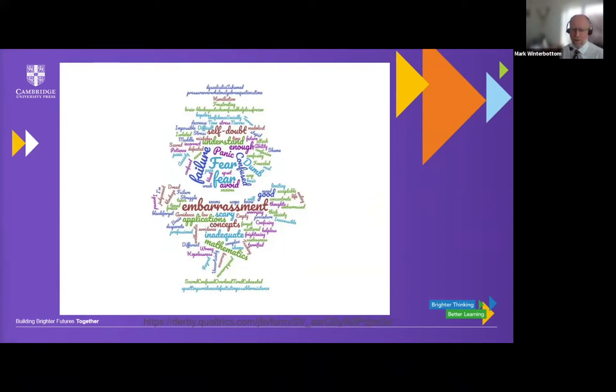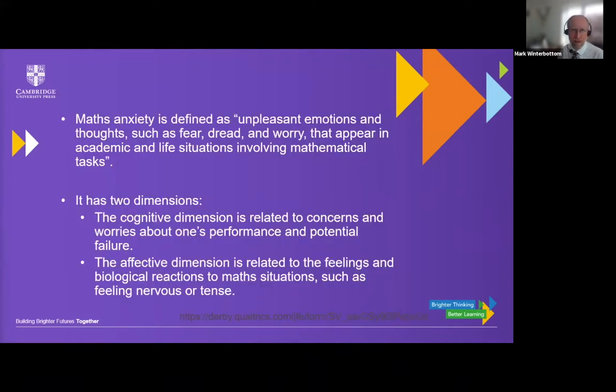And in order, therefore, for us to think about that maths anxiety and to try to temper it and counter it, we really need to think about what that means for a child sitting in our classrooms suddenly being faced with a mathematics task. So the University of Derby defines maths anxiety as unpleasant emotions and thoughts such as fear, dread and worry that appear in academic and life situations involving mathematical tasks. And they say it's got two dimensions.